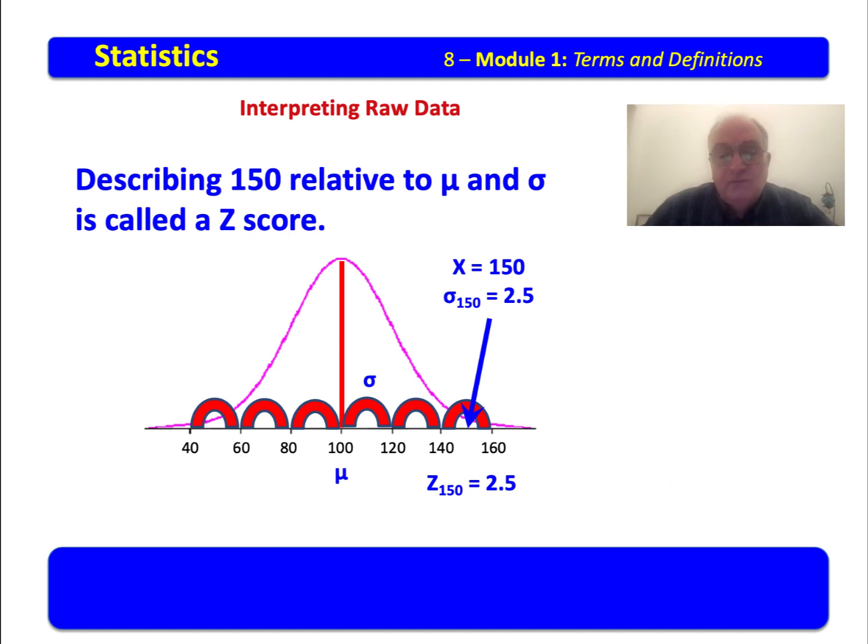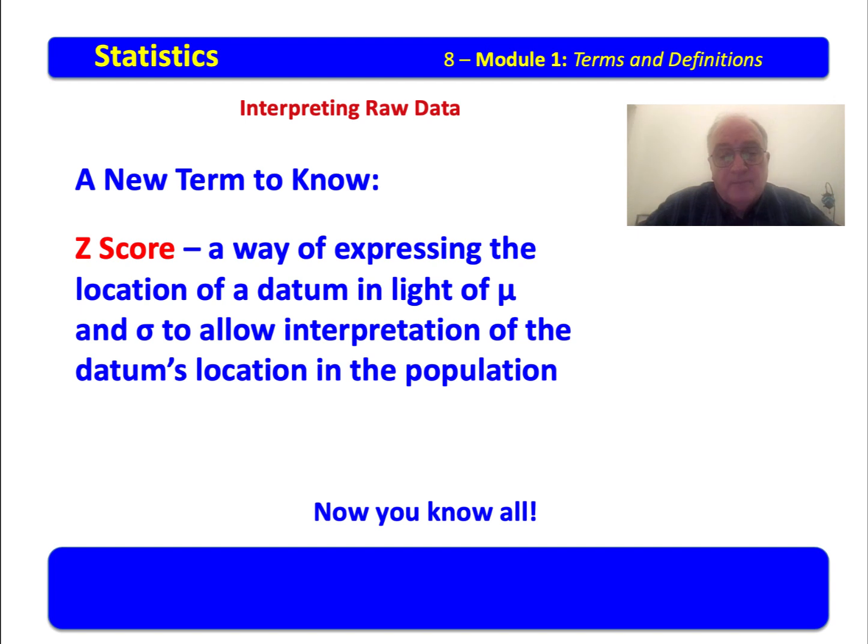You're meeting a new value, which is called the z-score. Again, that's a way of expressing the location of a datum in light of the mean and the standard deviation. I point out to you that in this example, I used a population, mu and sigma, the mean of the population and the standard deviation of the population. In most cases, we will be using a sample, in which we will use X bar and S to tell us what z-score a data point has, so we can interpret some things about the population, or we can infer some things about the population.